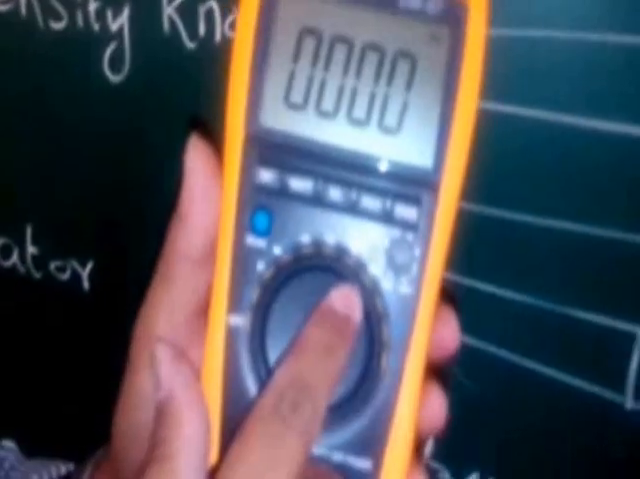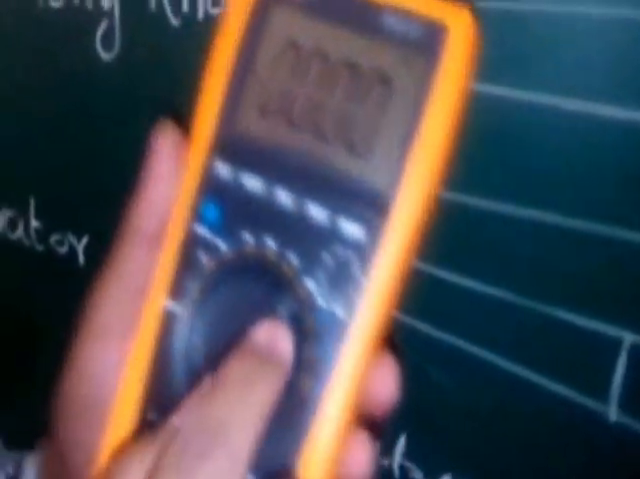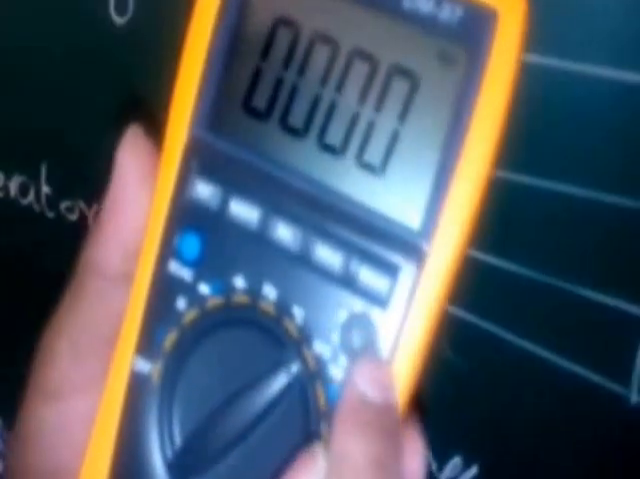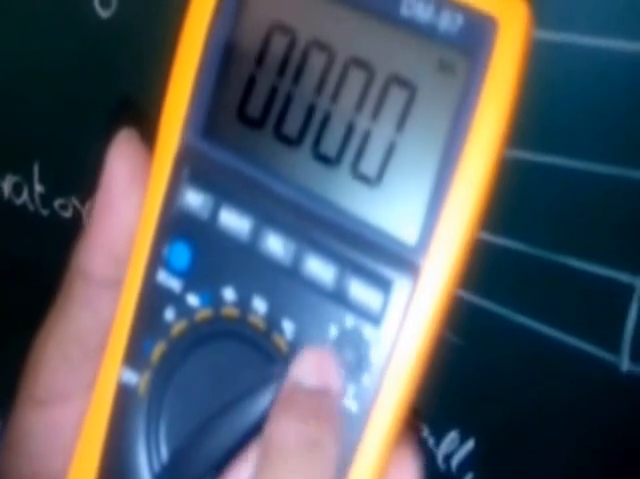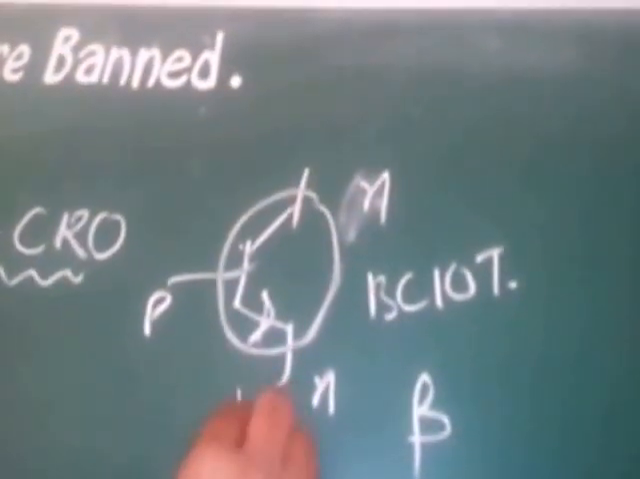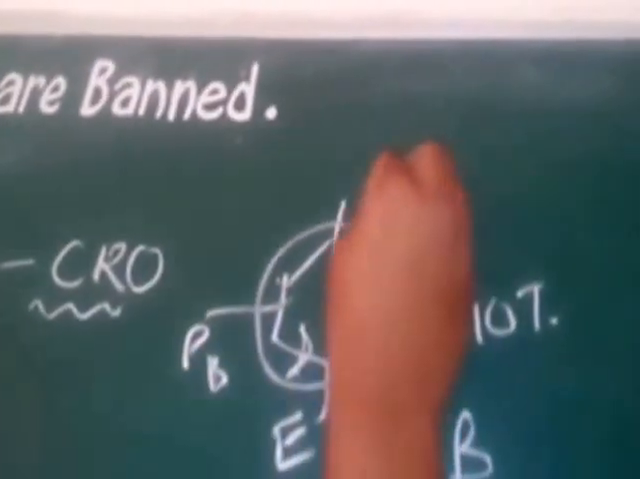You need to keep this multimeter in the HFE mode. After keeping this, if you observe here, emitter, base, collector, or emitter, base, collector, like this we are observing the holes. After identifying the terminals of the transistor, which is emitter, which is base, which is collector.